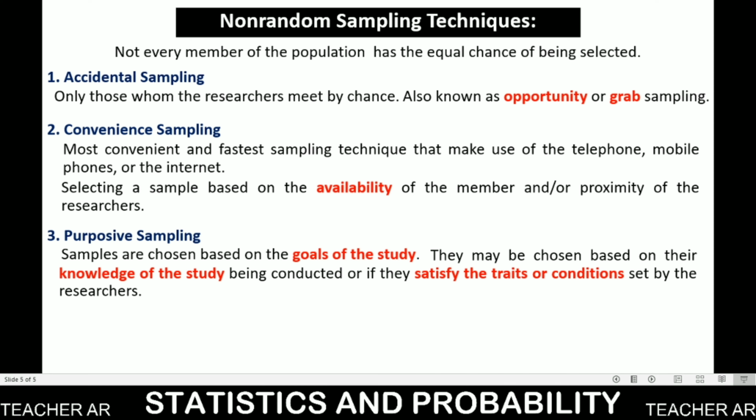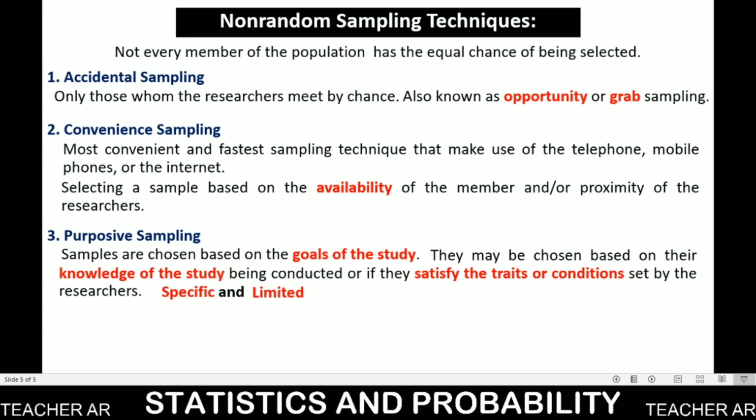Kaya rin siya tinatawag na non-random kasi there are people na may knowledge or expertise pero may chance na hindi available o hindi makapaglaan ng oras para sa study ninyo. Another perspective when it comes to purposive sampling ay yung traits and conditions na kailangan para sa study natin. Halimbawa, meron kang research in science na ang concern mo lang ay specific na blood type. Kaya, yung blood type na yon, siya yung traits or condition na kailangan mo sa pagpili ng respondents. So, this type of sampling is very specific, kaya limited lang ang kanyang respondents na mapabilang sa study. And that is our purposive sampling.